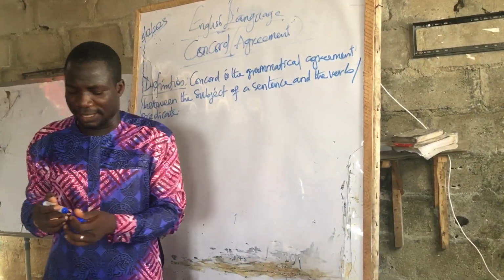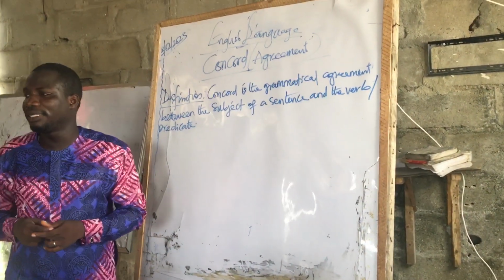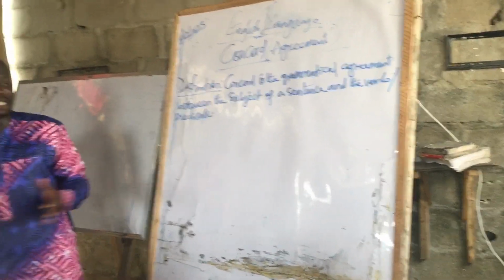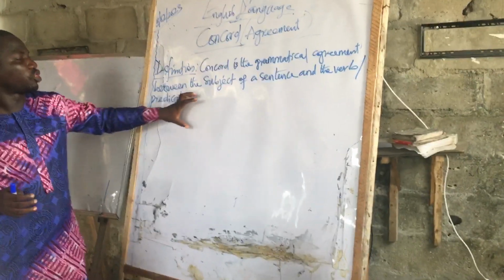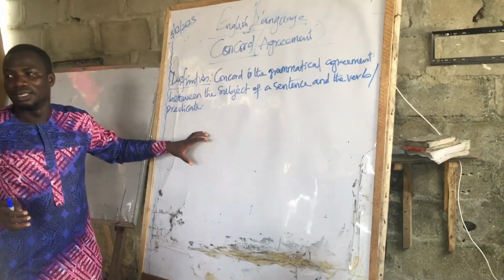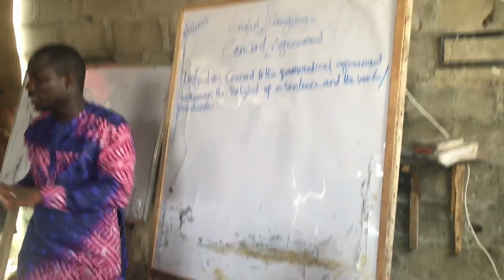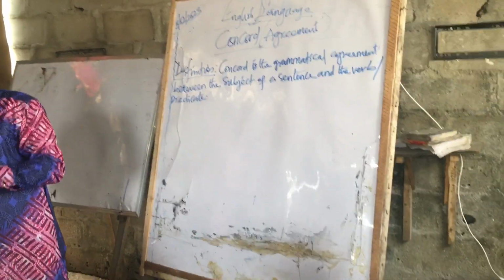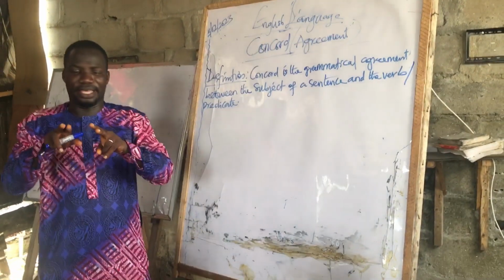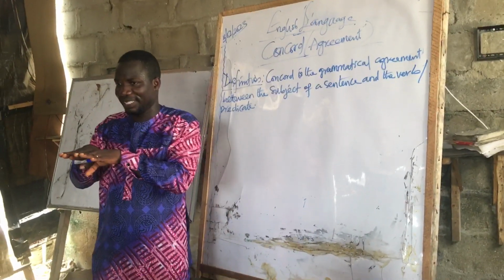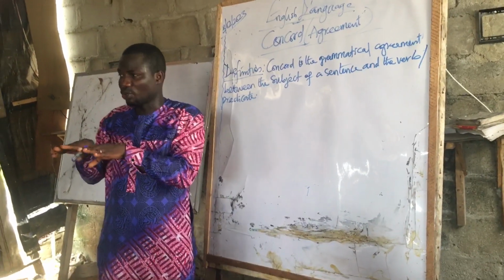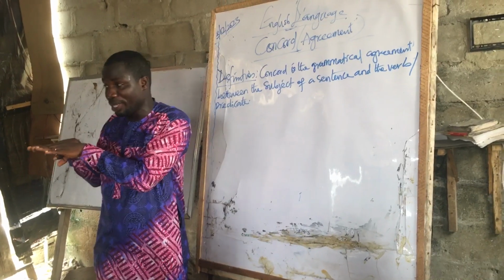So, in a simple and comprehensive manner, Concord is the grammatical agreement between the subject of a sentence and the verb. That is to say, the meeting points. Just as we mentioned earlier, for two things to be on terms, right?